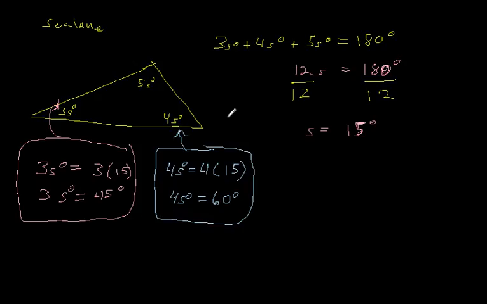There, right there. Finally, we've got 5s degrees equals 5 times 15. 5s equals 15 times 5, which is 75 degrees. Toss this guy up.